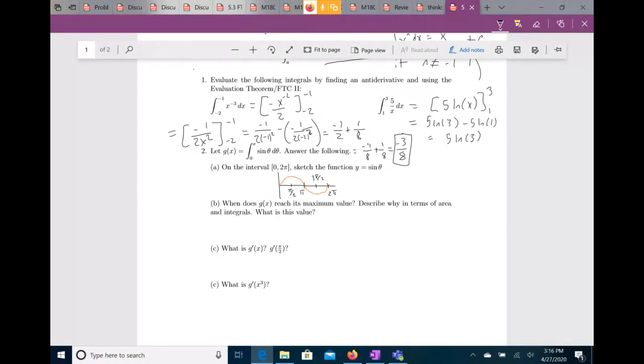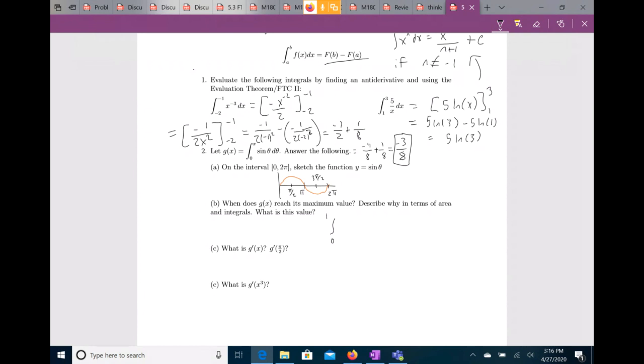All right. So what is the actual value there? It'd be the integral from 0 to pi of sine theta d theta. All right, so what is an antiderivative of sine? Good, cosine. Or negative cosine.